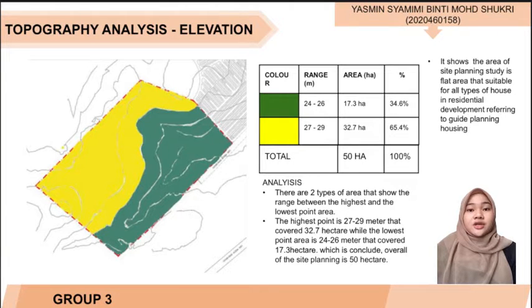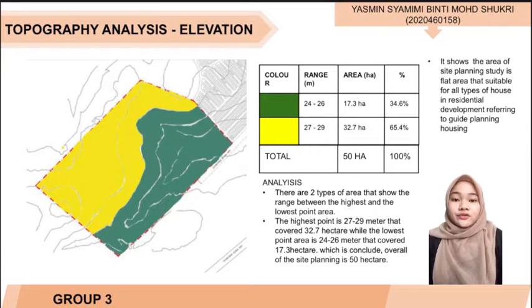It shows the area of site planning study is flat area that suitable for all types of house in residential development, referring to guide planning housing. The range of green color are 24 to 26. The area is 70.3 hectare and the percentage is 34.6%.